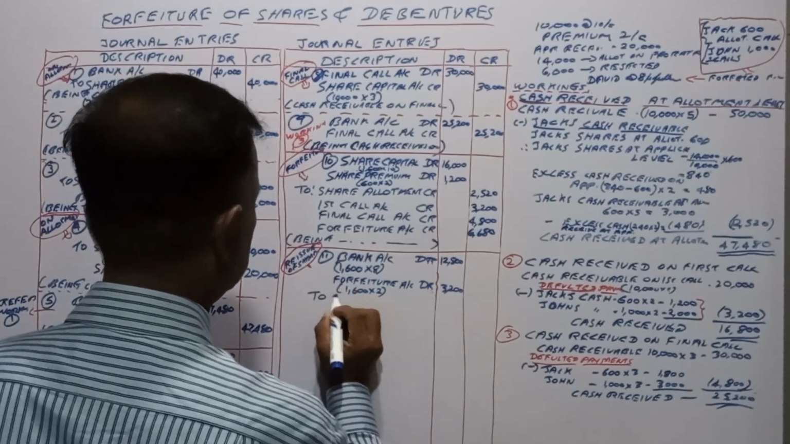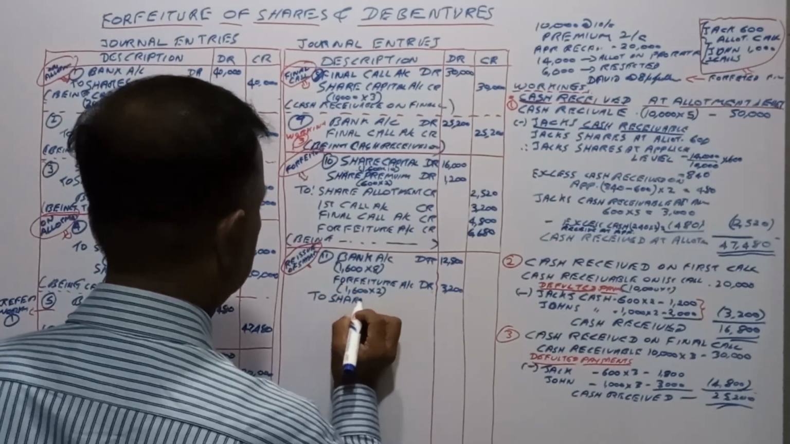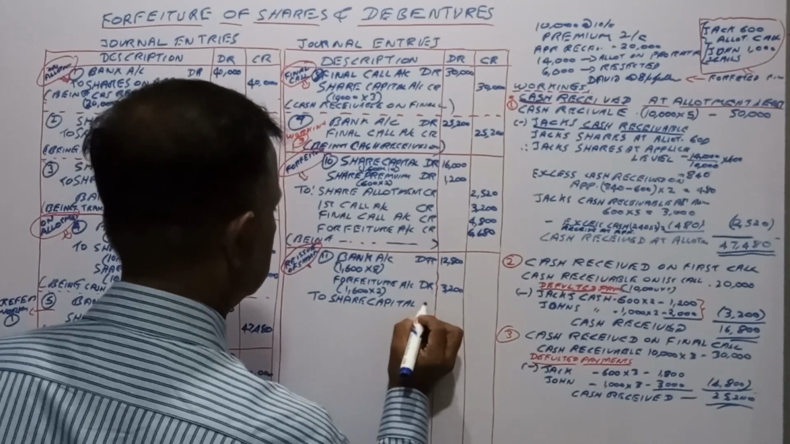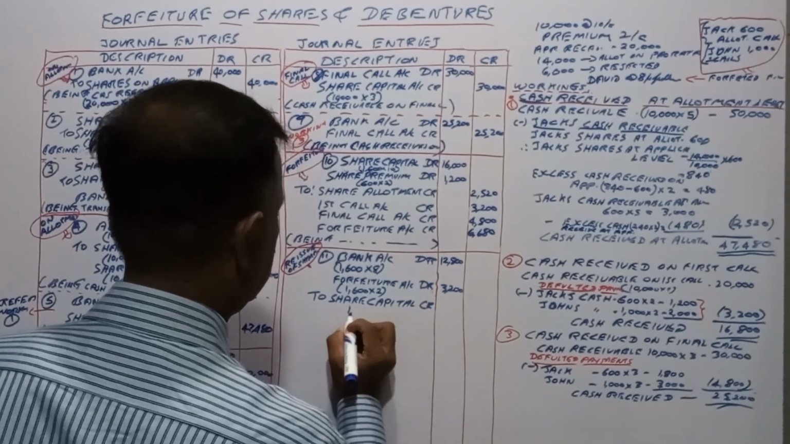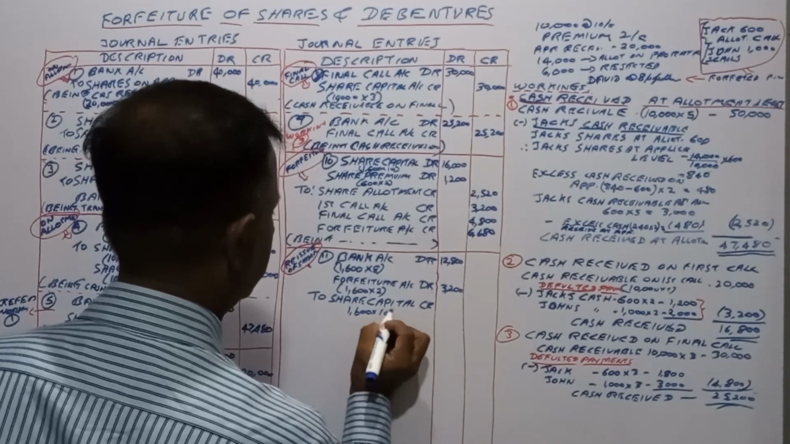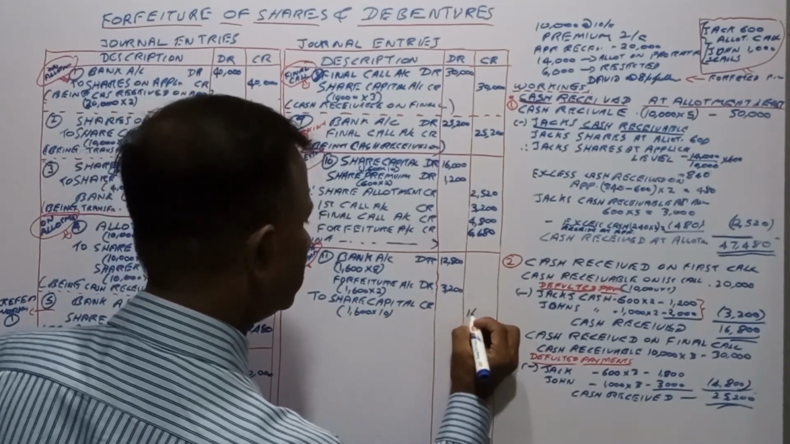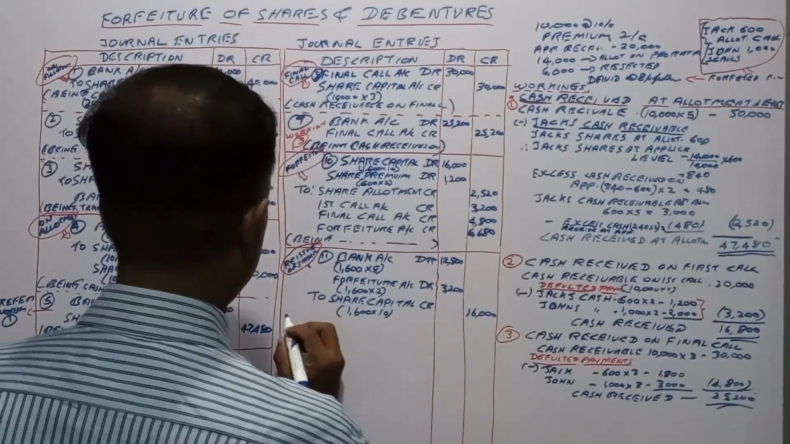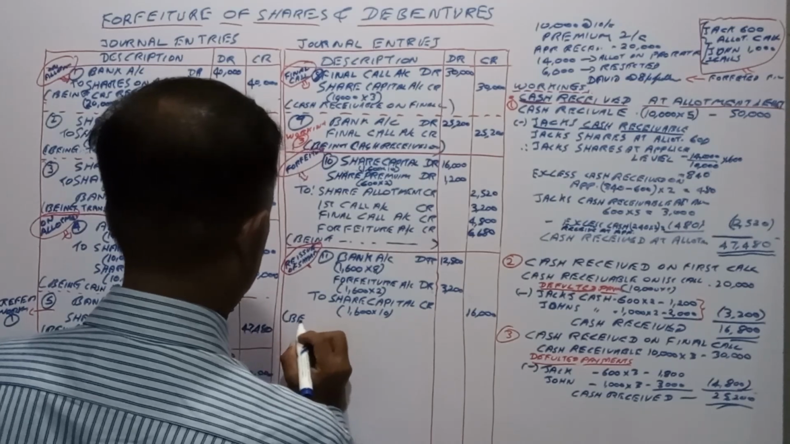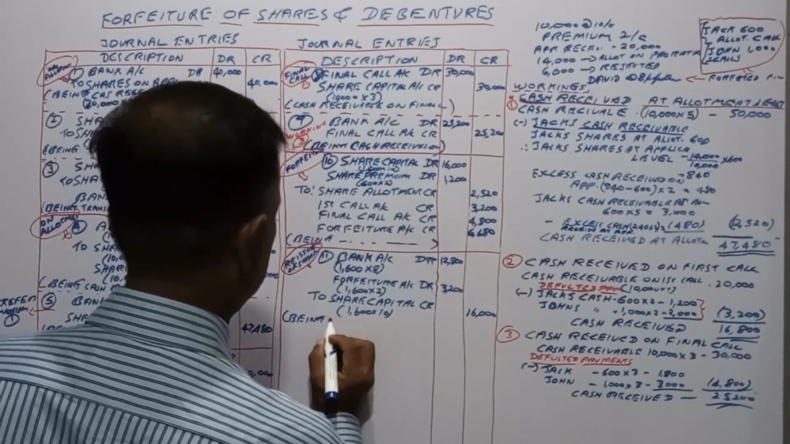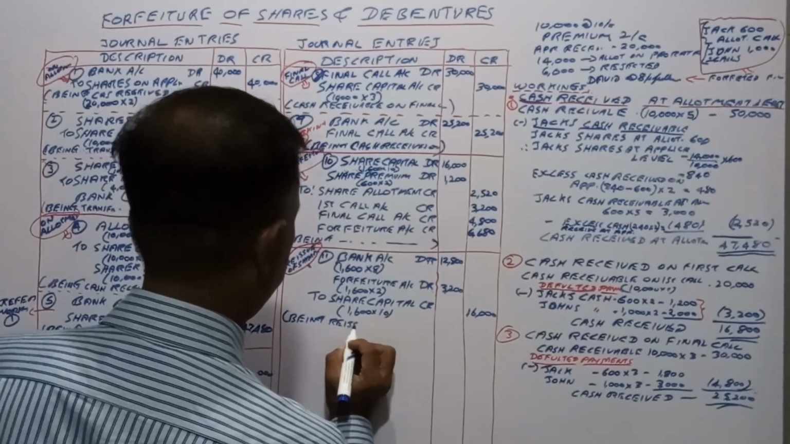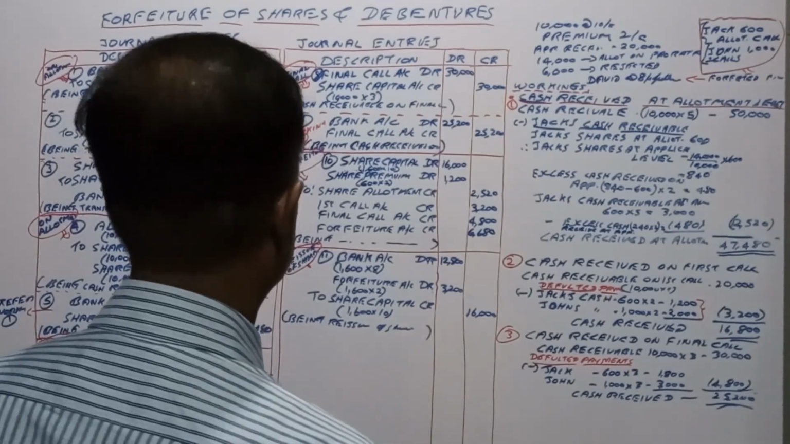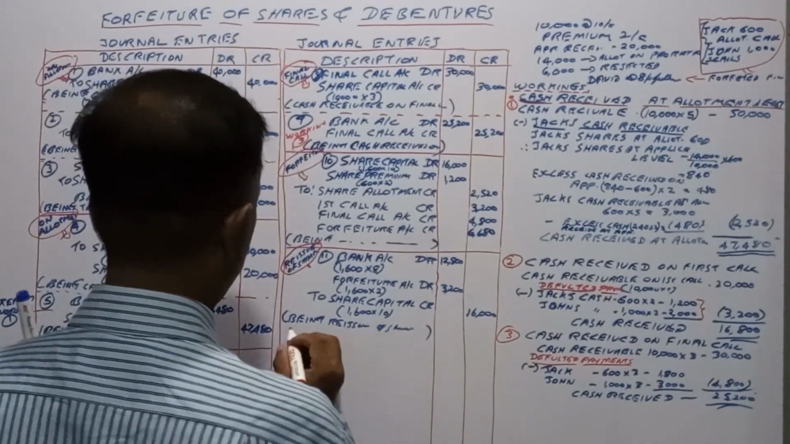How much share capital do we get? Share capital account credit, that is 1,600 into 10 rupees. Face value is 10 rupees, no? 16,000. This is being reissue of shares. So reissue also we have completed.